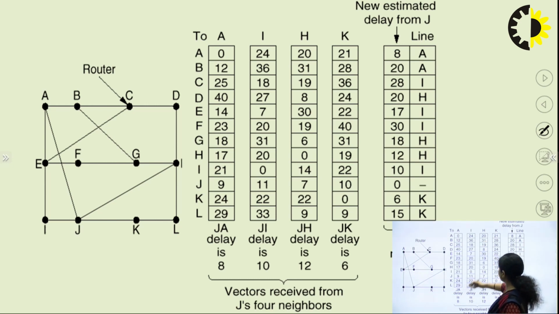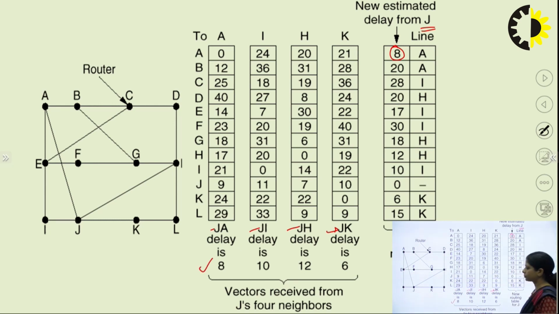We have prepared a few of the tables over here, from the vector j to A, to I, to H and to K. This table shows the new estimated delay from j. So from j to A, if we calculate, what is the delay? The delay is 8.